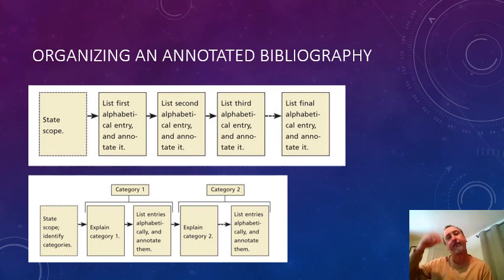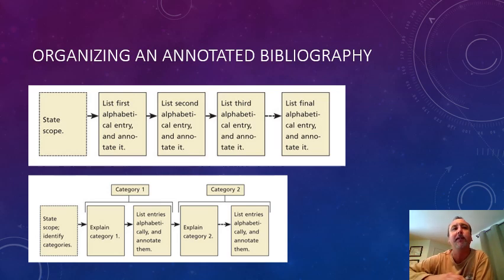The second one underneath is for multiple categories. So it's basically the same thing, except you'll state your scope for each category. You'd have an overview where you're stating your scope and saying what those categories are. And then you start with category 1, explain that category, and then do all your entries, just like we did up above. And then you'll start your second category. Then you list your entries alphabetically, again, under that category, not as a total, just in that category, and then annotate them underneath that too.